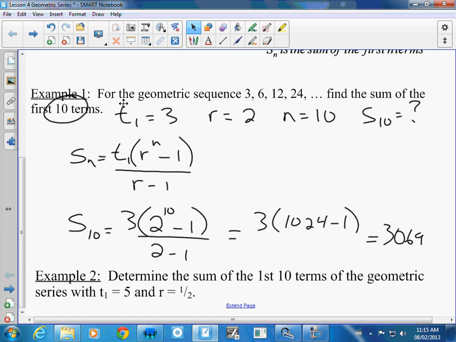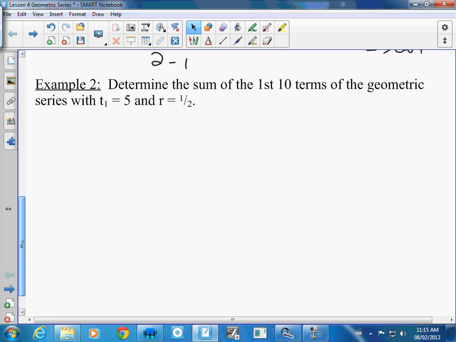All right, example number 2. It's interesting, after the first lesson, with the introduction of arithmetic sequences, everything has kind of been the same, really. It's just variations on it, but you still come back to it. It's the same thing over and over again, which is kind of nice in math because it makes it easier to learn.